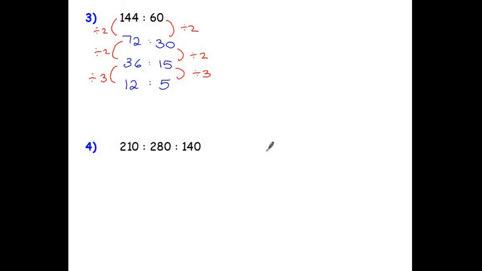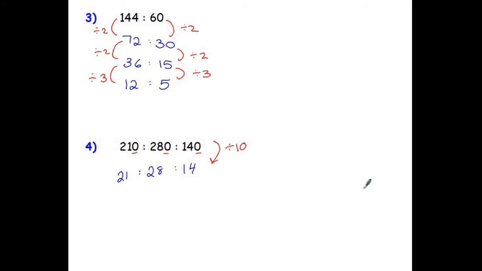Question 4 then, that's a little bit more difficult again, because not only are they large numbers, but there's also 3 of them. There's 3 ratios. So we can still do the same method. Now, you'll notice they each end in 0. So that means we could divide them all by 10. So we have 21, 28 and 14. And that's a little bit easier to work with. The numbers are smaller.